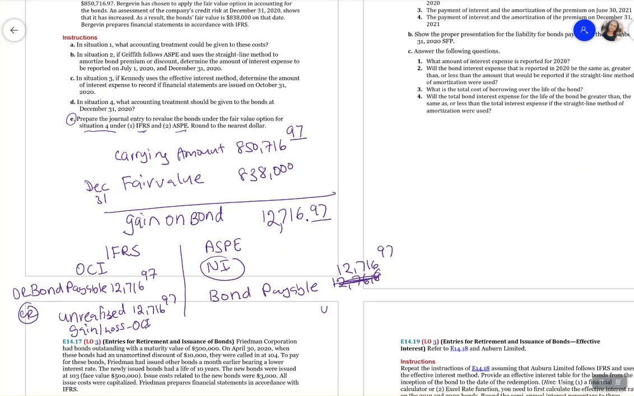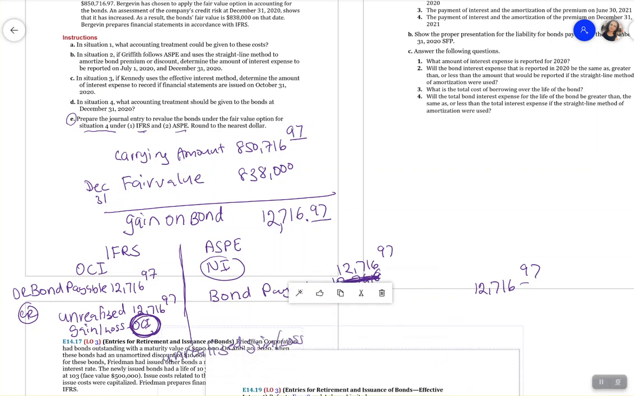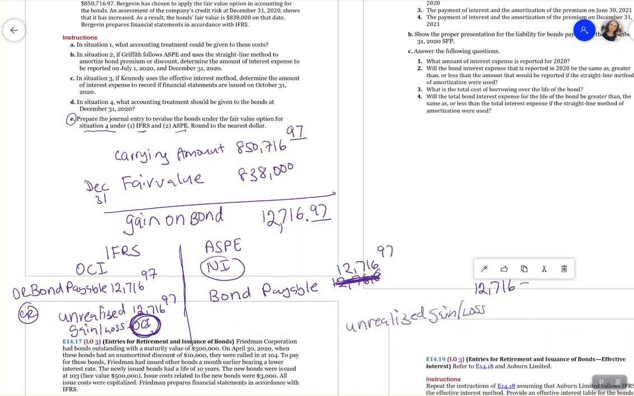12,716.97, and then the credit will be unrealized gain / loss. So there's going to be unrealized gain and loss, but it's the gain and loss of 12,716.97. So this will be your entry. In other words, they both are unrealized gain and loss. One is called OCI, the other one is just a normal gain and loss, which goes through the net income. So if it goes through the net income, then we know that it will be booked through the other revenues and expenses.